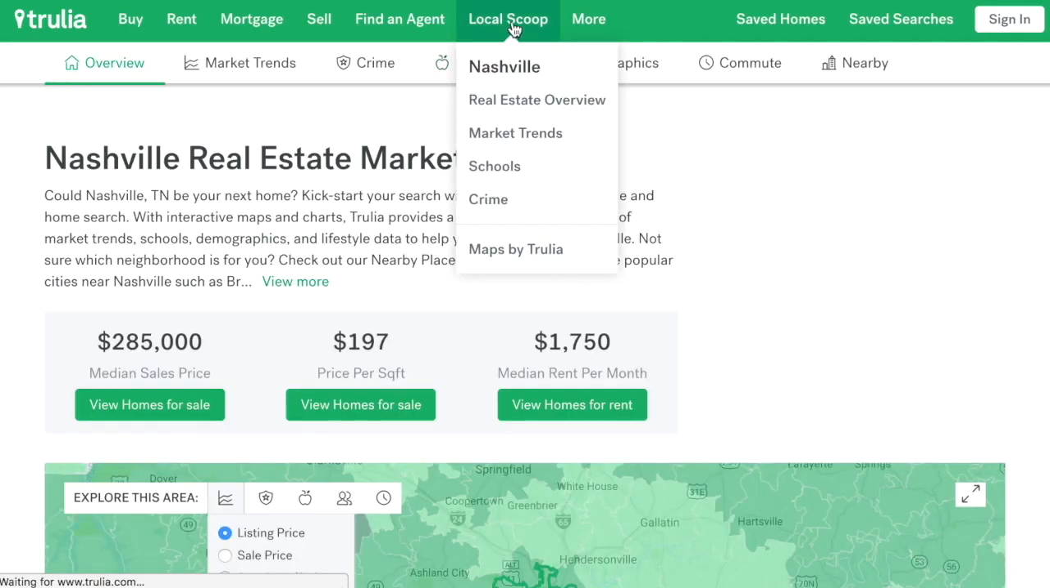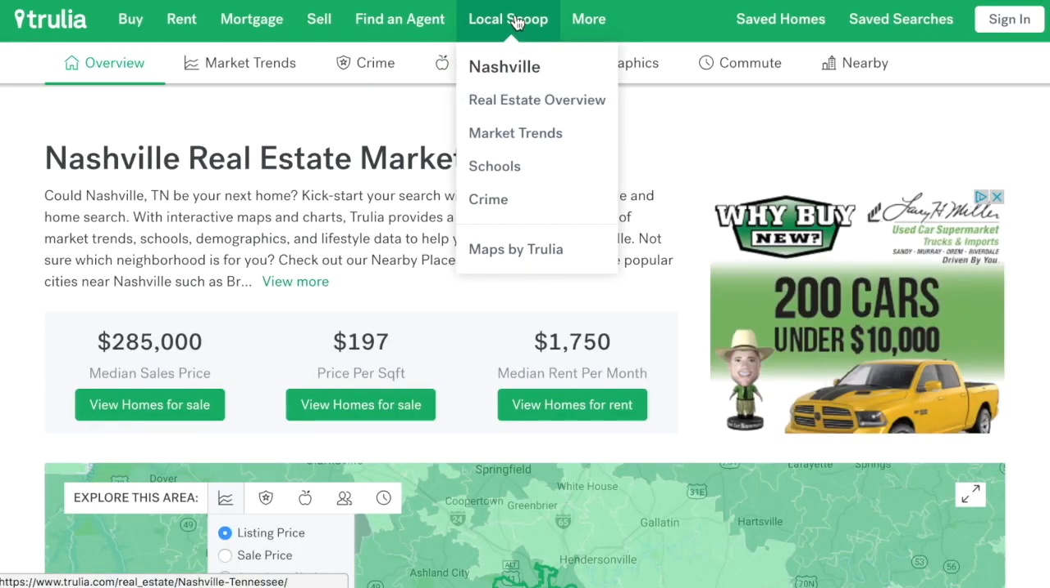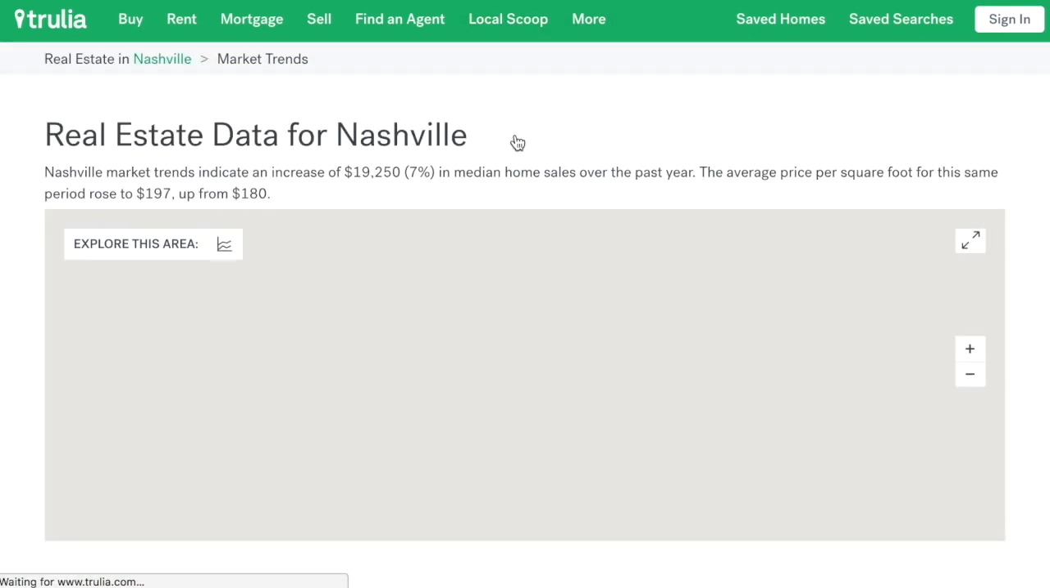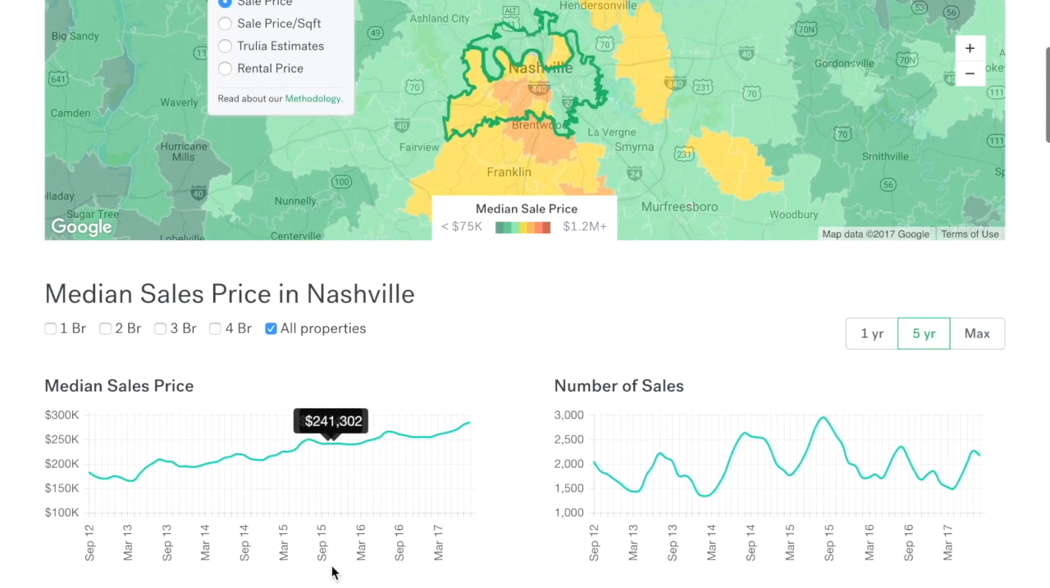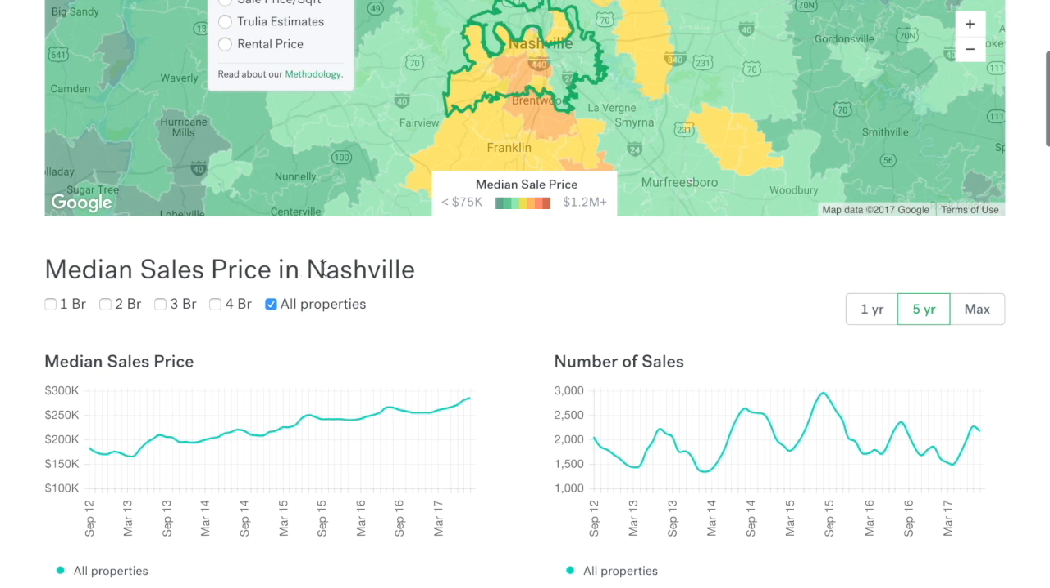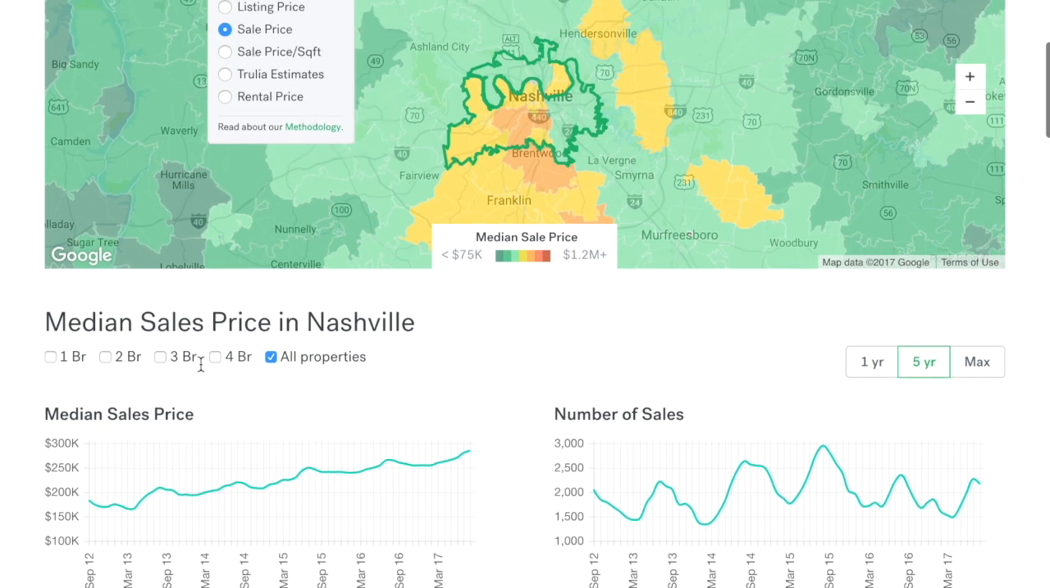So now let's go to under local scoop. We're in Nashville under local scoop market trends. And so now it's very similar to the last one we looked at, but now we're going to look at some other things that are going on here. So you can see here, median sales price, got sales price clicked. We're going to go all properties. So you could do some more micro analysis, right? We could look at 1 bedrooms, 2 bedrooms, 3 bedrooms, but let's just put all properties.